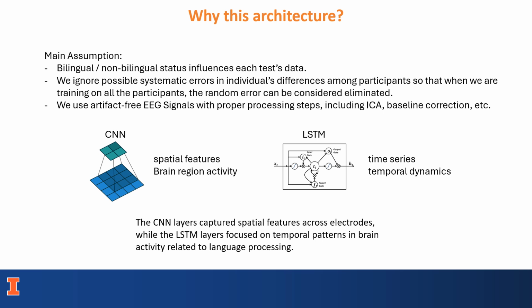Our architecture combines CNN and LSTM layers to analyze EEG data, assuming bilingual status impacts reaction to all the target words. CNN captures spatial brain activity across electrodes, while LSTM identifies temporal dynamics in EEG data. The combination of the two kinds of layers can effectively learn the patterns in the data. We also assume the model is trained on artifact-free EEG signals, minimizing random errors to ensure reliable analysis.